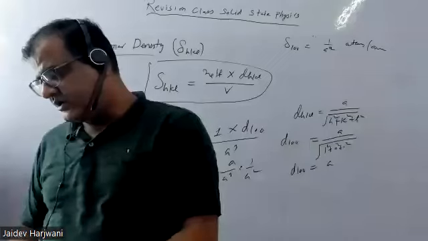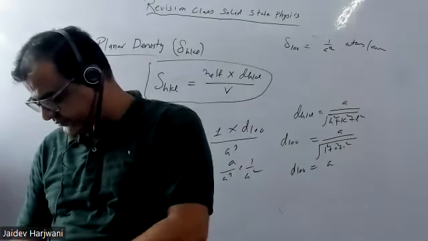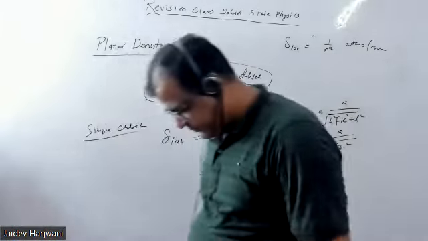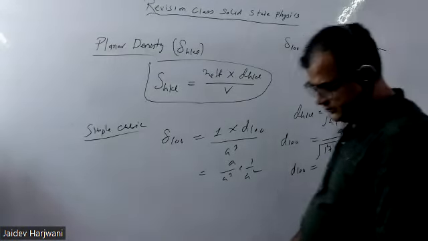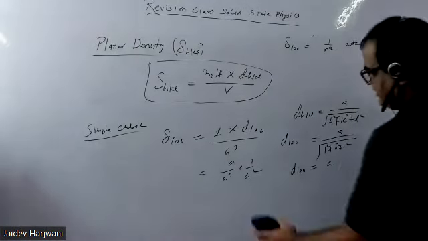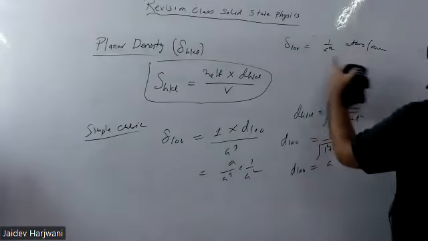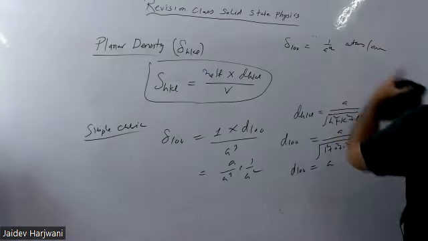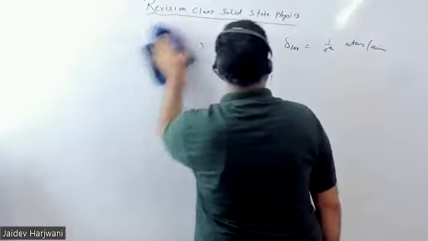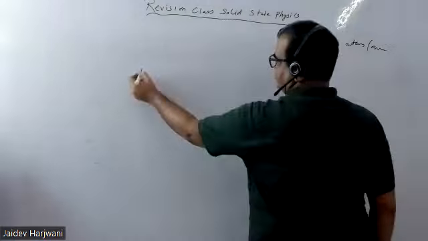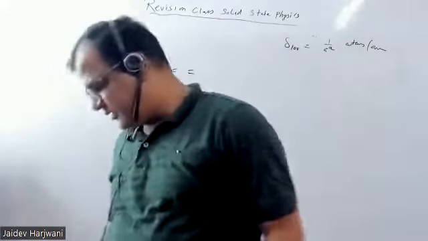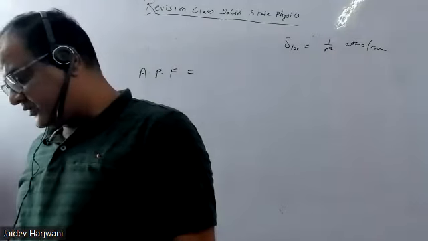If you want to find the packing efficiency, how can you find it? 1 by a square into pi r square. Very good, r equal to a by 2. This is the atoms per unit area, the packing density. Now I want the atomic packing efficiency. So you got this one, you got the atoms.